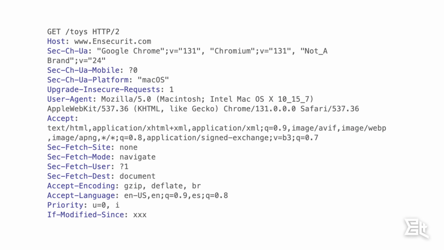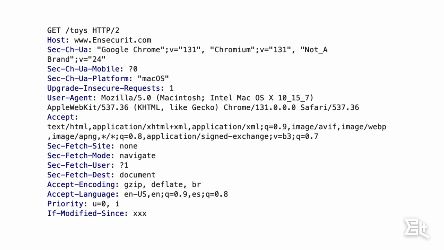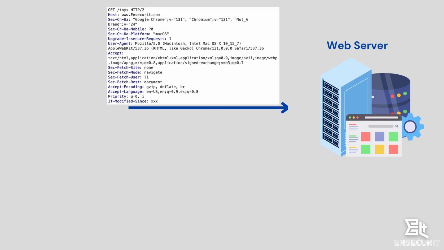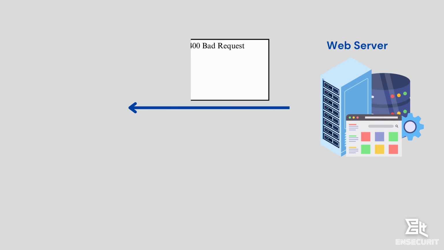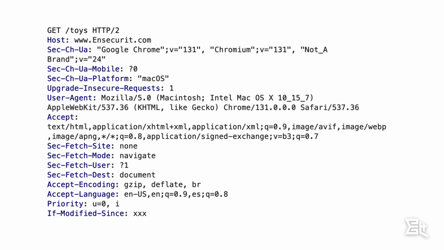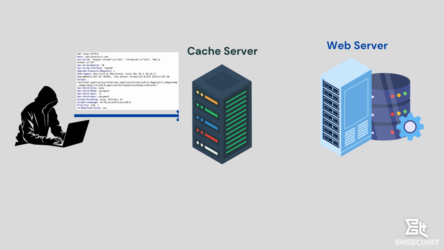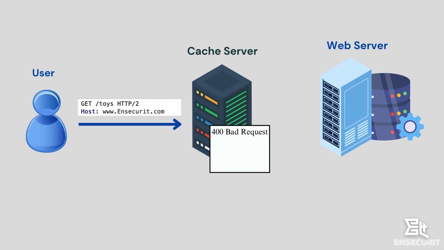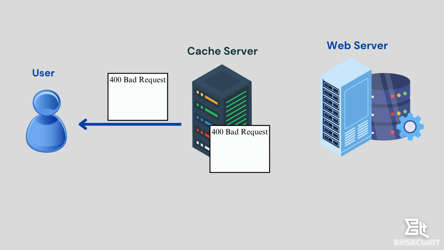For example, consider the following request that includes If-Modified-Since: XXX. If the backend server receives this request, it may respond with an error page, particularly a 400 or 502 bad request, because the value of the If-Modified-Since header is invalid. If this request is sent repeatedly and gets cached, subsequent users accessing the same page will receive the error response, effectively denying access to the application.